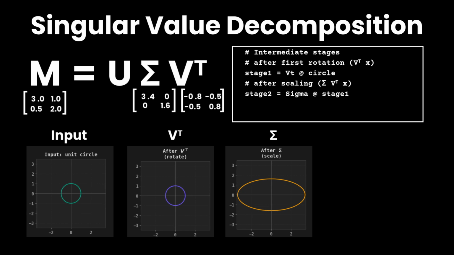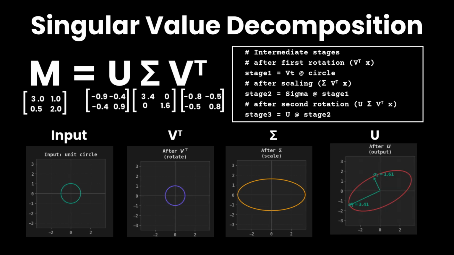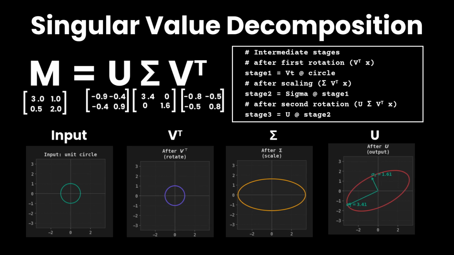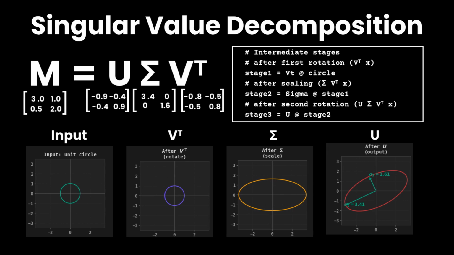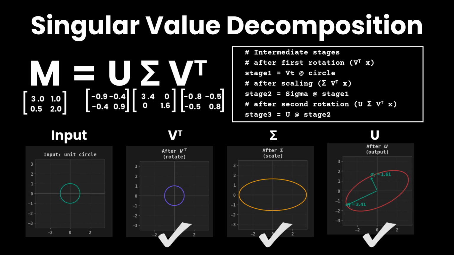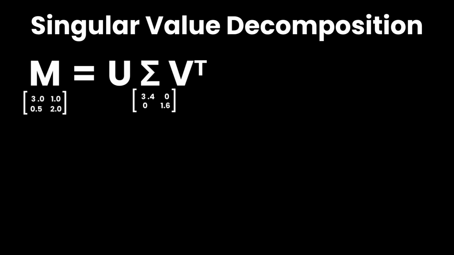Finally, U provides the second rotation. This step takes your scaled vector and rotates it into its final output orientation. That is the essence of SVD. Rotate, scale, then rotate again. It applies to every single matrix out there, without exception.